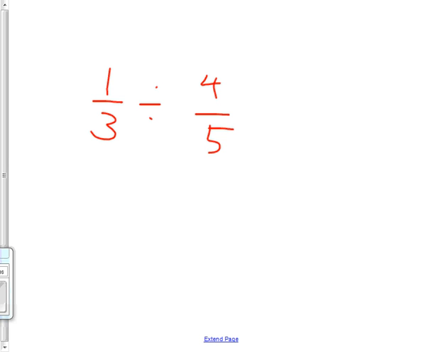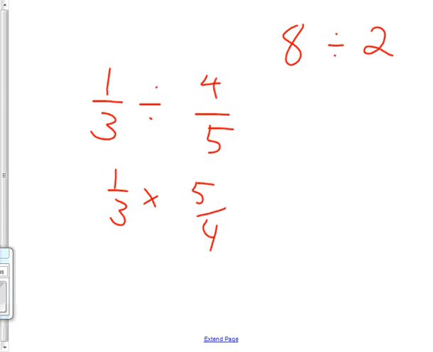So tell me exactly what I should write as my new problem. Yes. Because dividing by a fraction is the same as multiplying by the reciprocal of it. I'll give you the easiest example. Let's say I had 8, and I'm going to divide that by 2.